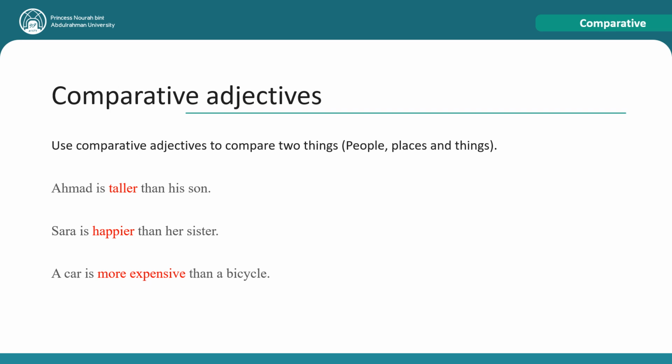What do we mean by comparative adjectives? We use comparative adjectives to compare two things, people, places, or any other things. For example, Ahmed is taller than his son. Sarah is happier than her sister. A car is more expensive than a bicycle.